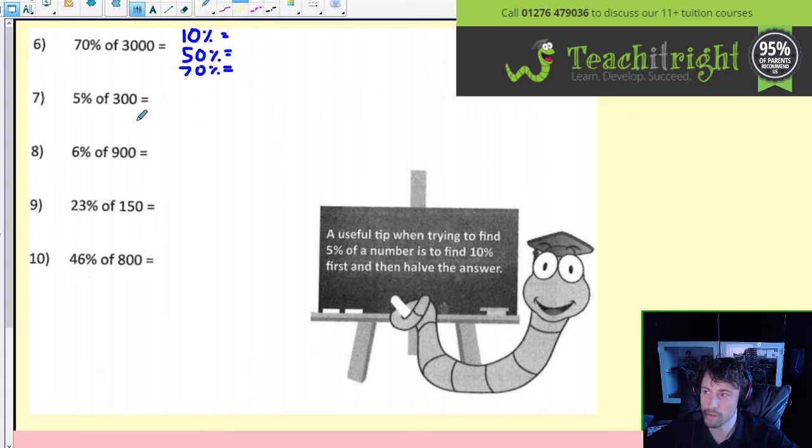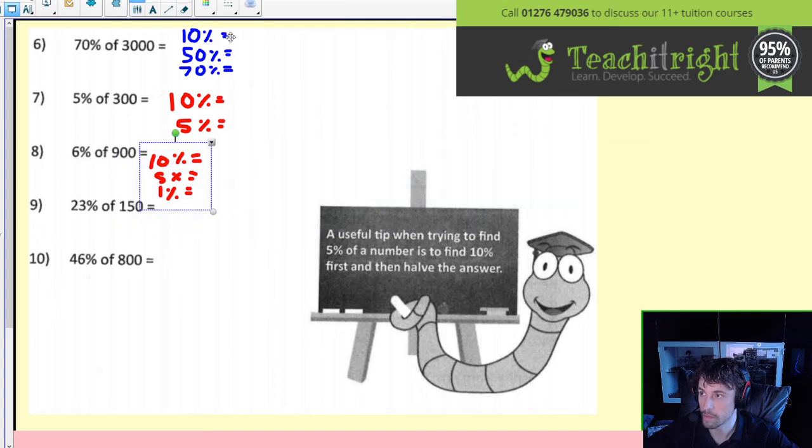For number 5, again, I'm going to work out 10%. And whatever that answer is, I'm going to halve it for 5%. For 6%, the way I would do it is I'm going to work out 10%, because 10% very quickly gets me to 5%. And then if I add 5% and 1%, I'm going to have an answer. Keep my color coding going.